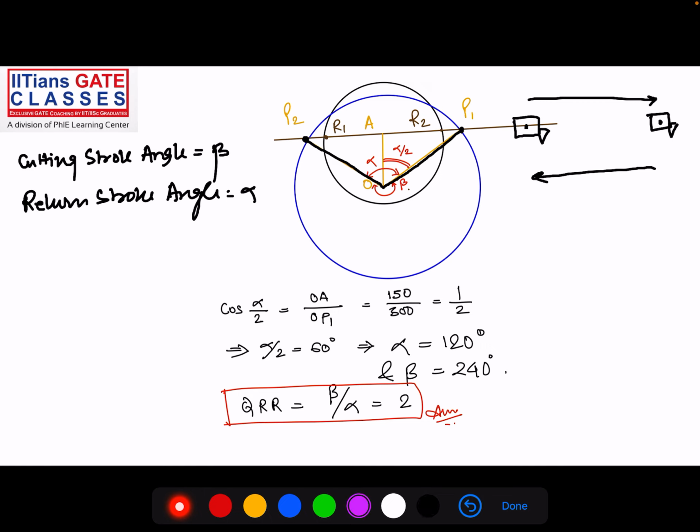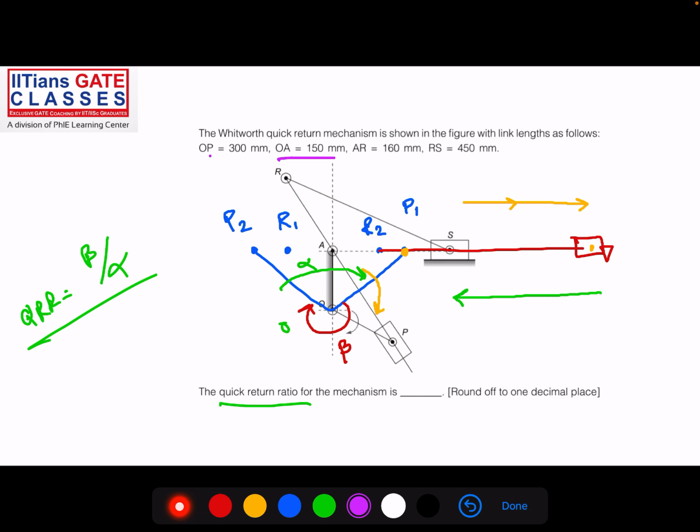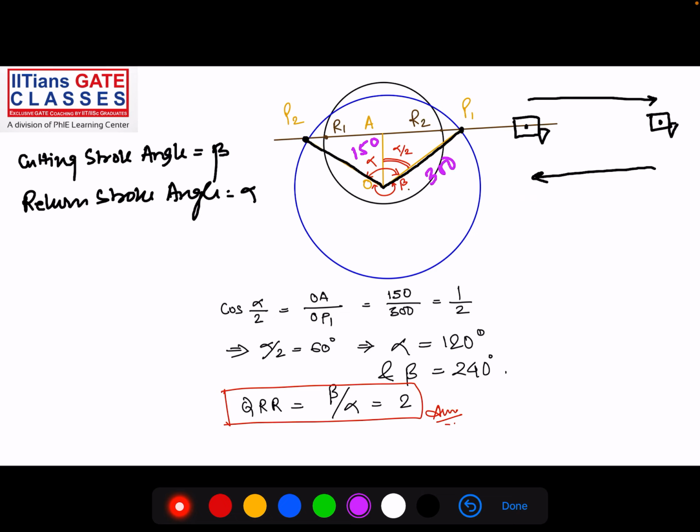So how to calculate alpha and beta? Very easy. Dimensions are given. It is already given that OP is equal to 300 and OA is equal to 150. So what will be alpha? Cos alpha by 2 is equal to 150 by 300, that is half, means alpha by 2 is 60, means alpha is equal to 120. So the return stroke angle is 120 degrees.